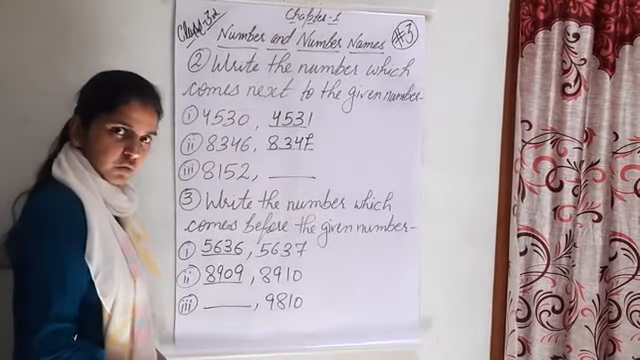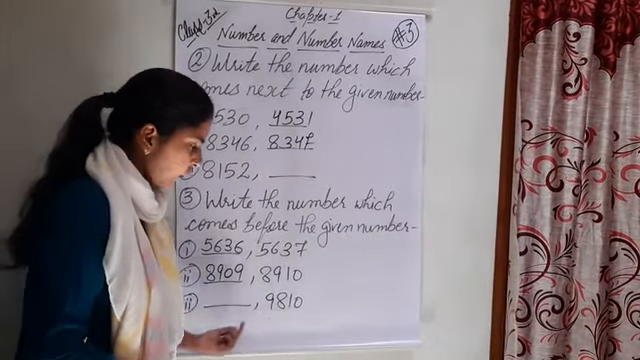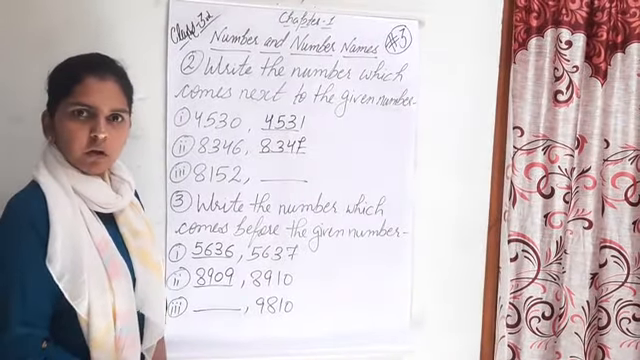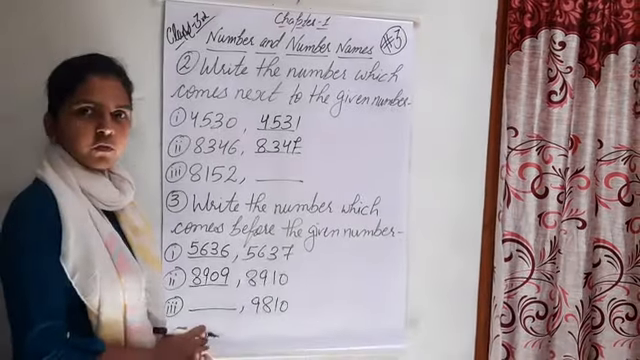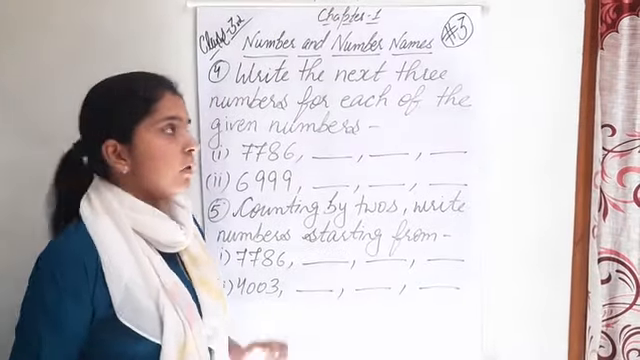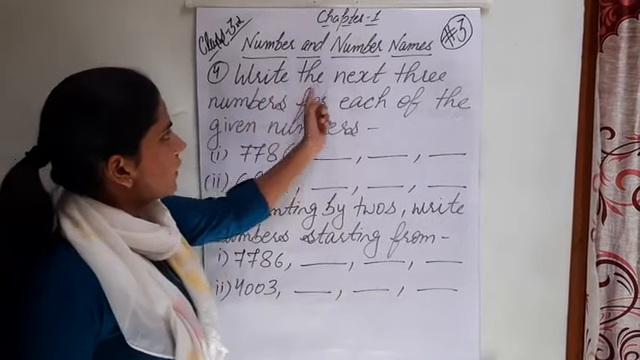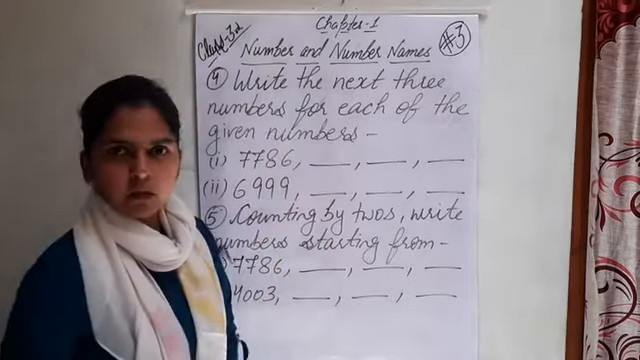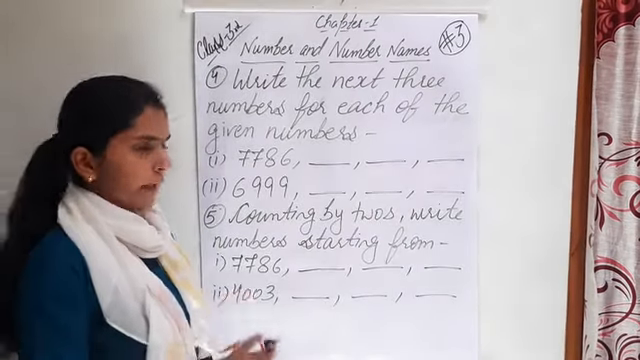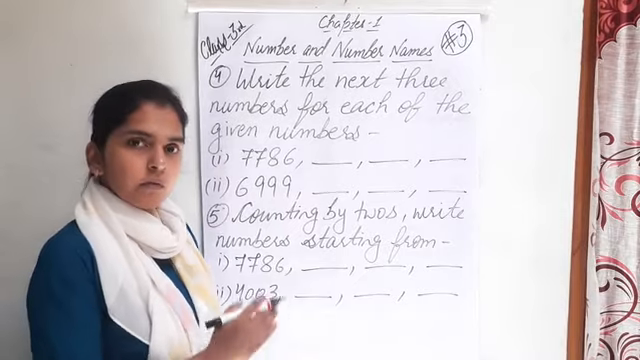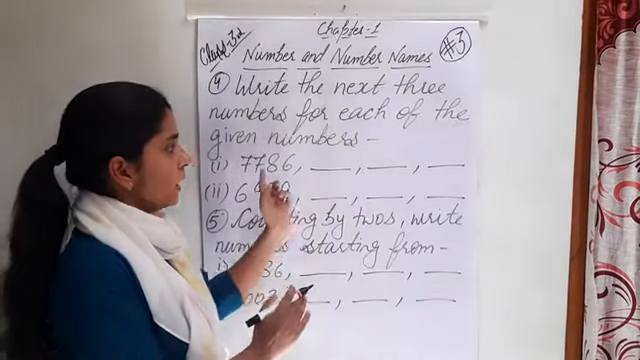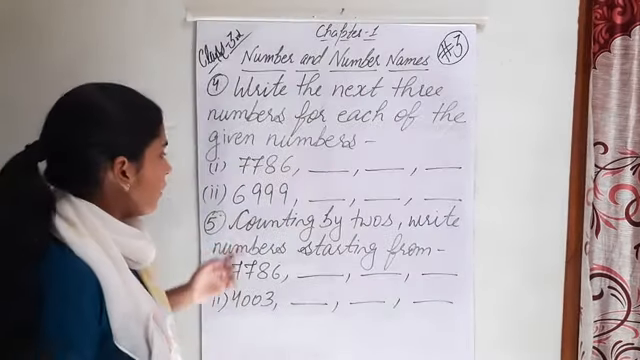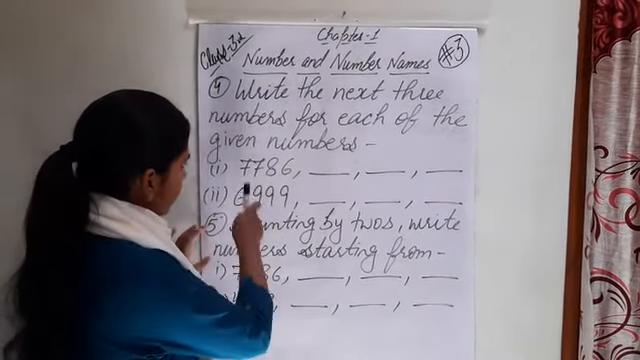Next one is 9810. And we need to write the number which comes before this number. This question you will solve in your notebook. Okay, so let us move to the next question. The next question is, write the next three numbers for each of the given numbers. We need to write the next three numbers. It means we have to write the counting up to the next three numbers starting from these numbers.